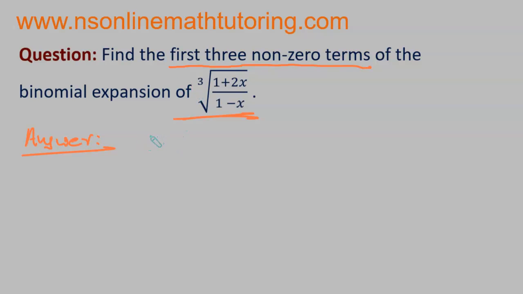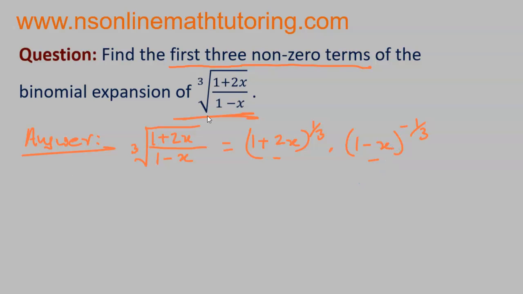So this is under root, that is cube root of (1 plus 2x) divided by (1 minus x). Okay. So this can be written as (1 plus 2x) to the power of 1/3 times (1 minus x) to the power of negative 1/3. Okay, and we know how to expand both of them.